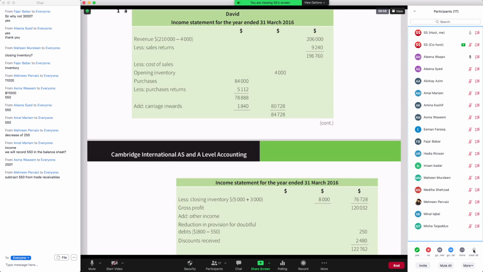Sir, I have a question. Yes, go ahead, Alina Wakas. In the closing inventory, why is 3,000 being added to 5,000? Won't it be 4,000? The question over here is how do you value your closing inventory? Your closing inventory is valued on cost. You got it? Cost. Okay, yes, I understand. Great. Welcome.